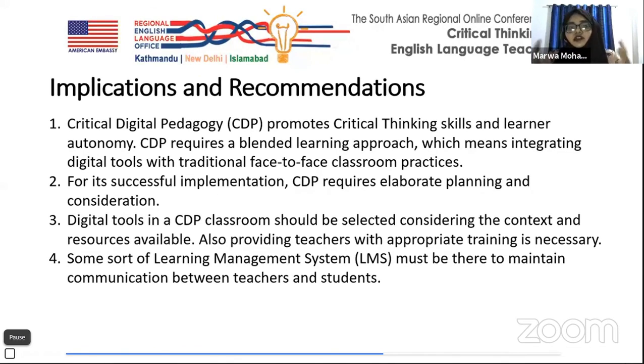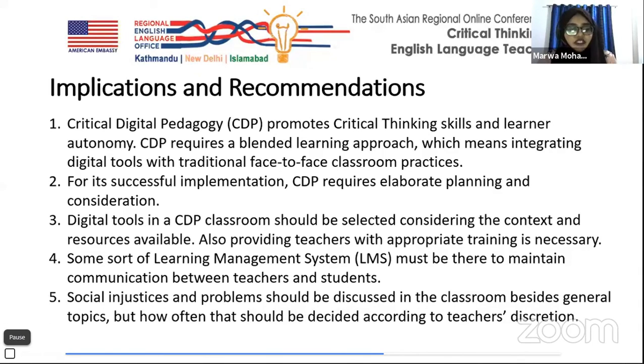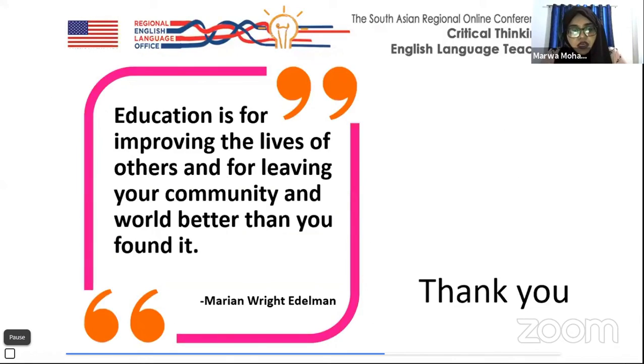Also, any sort of learning management system like Moodle or Google Classroom, these are very important to keep communication and to maintain everything properly. And social injustice and problems should be discussed. As we can see from the research study, and both of the research studies, and also it's my personal opinion, I think that this should be discussed. But how often, that depends on individual teachers. Do you want to discuss it every day or occasionally? That's up to you. All right, so that's all from my side, actually.